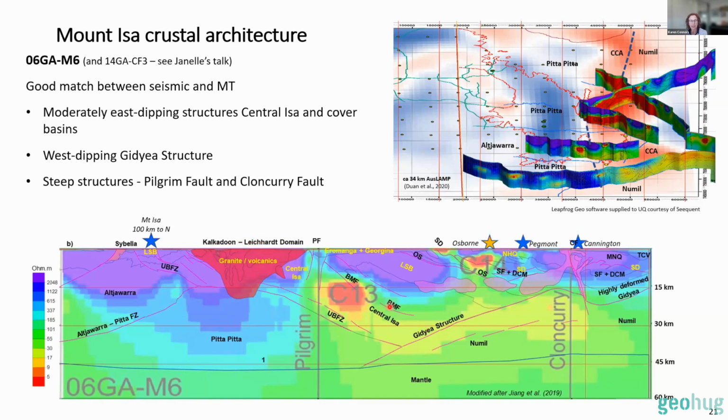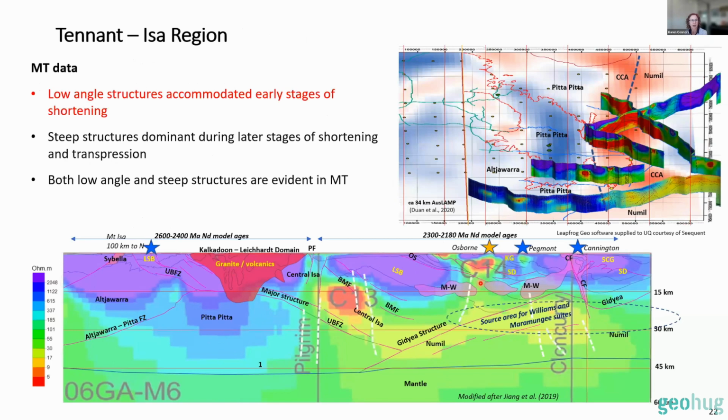So we have resistive Pitta Pitta. We see the conductive features associated with east-dipping structures in the basement in Central Isa, also in the cover sequence here below Osborne, associated with the east-dipping structures. Numal, we have a more moderate conductive anomaly associated with the Numal terrain, which distinguishes it from Pitta Pitta to the west. We can also see that there appears to be a relationship between the MT response and the steep structures of Pilgrim and Cloncurry faults.